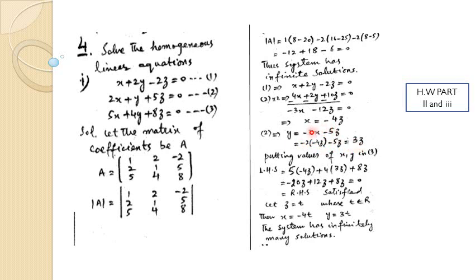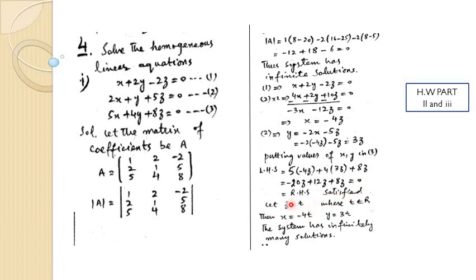So what did I do? I just made the x value in terms of z and the y value in terms of z as well. Now putting all values in equation number 3: 5x, in place of x put minus 4z. Now you can see that the left hand side is equal to the right hand side, so that is satisfied.